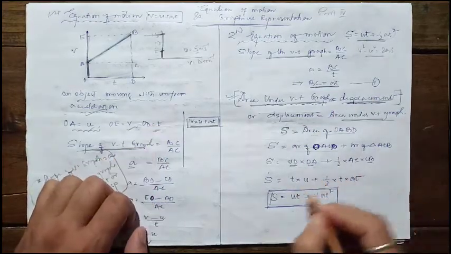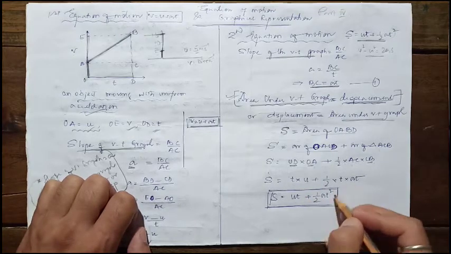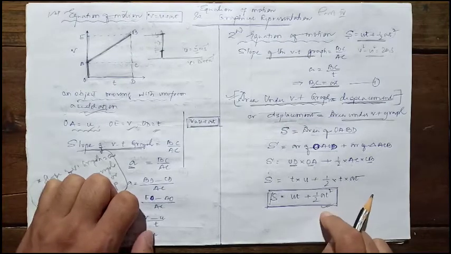Now if I simplify this, I'll get this final equation. S is equal to ut, u into t is ut, plus half t into at, that's at squared. So that's how we got the second equation of motion: S is equal to ut plus half at squared.